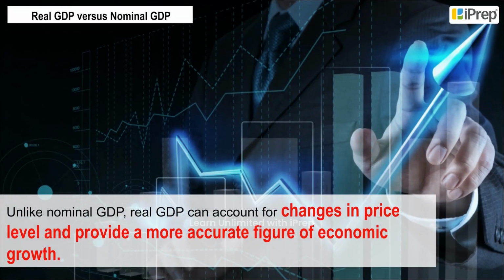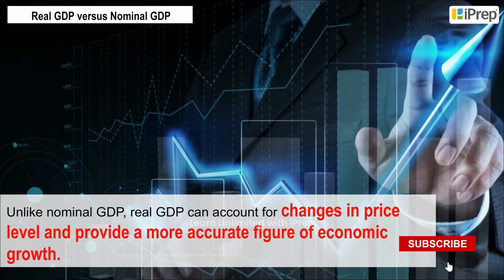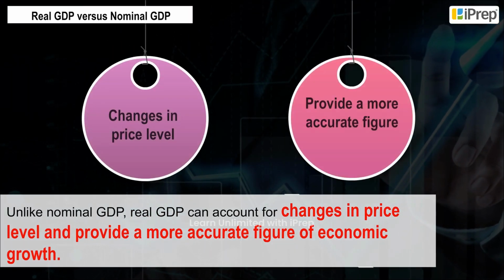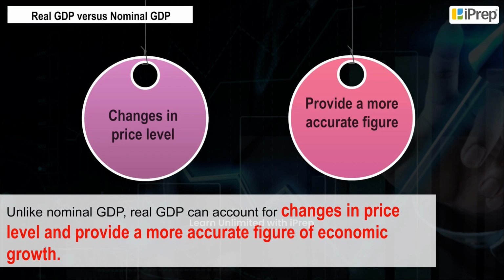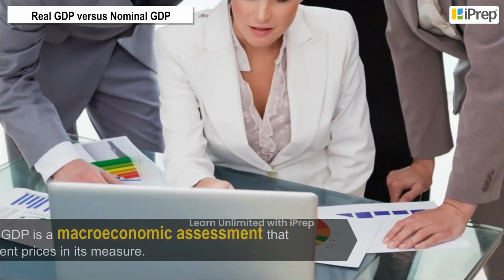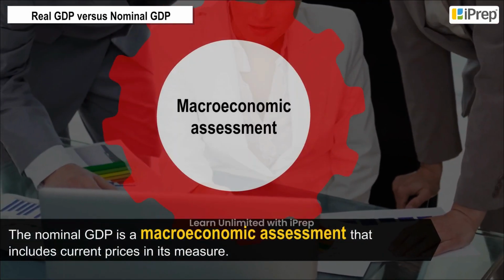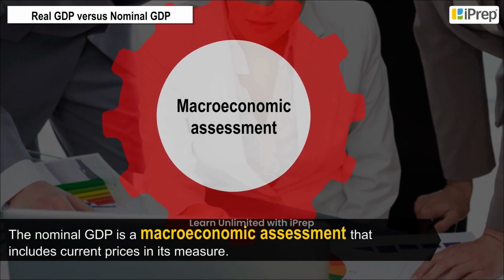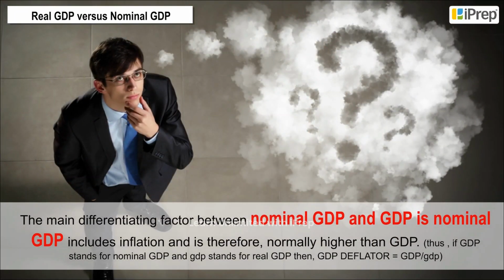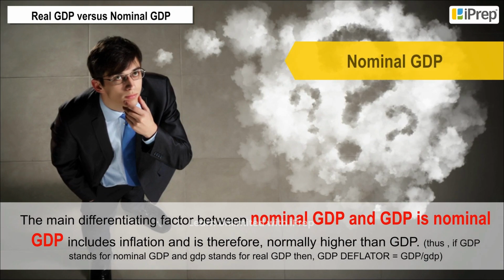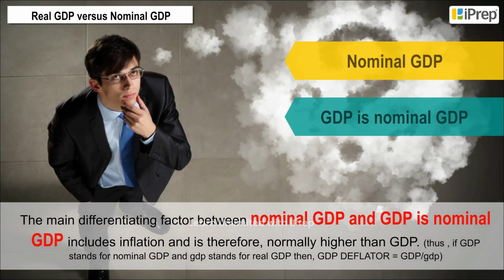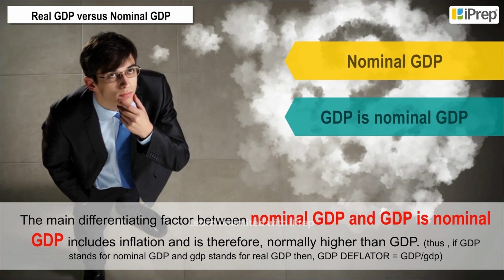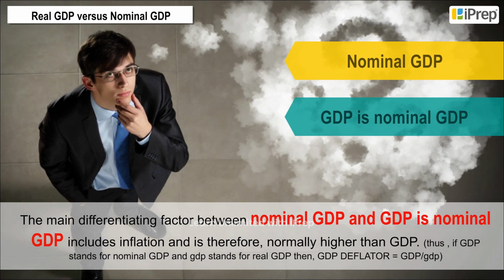Unlike nominal GDP, real GDP can account for changes in price level and provide a more accurate figure of economic growth. The nominal GDP is a macroeconomic assessment that includes current prices in its measure. The main differentiating factor between nominal GDP and real GDP is that nominal GDP includes inflation and is therefore normally higher than real GDP.